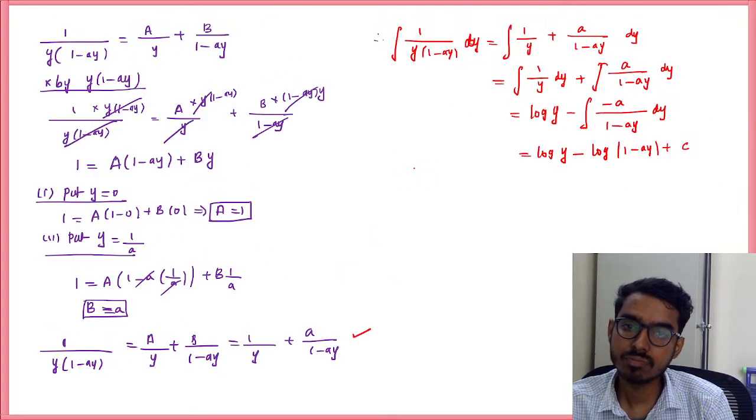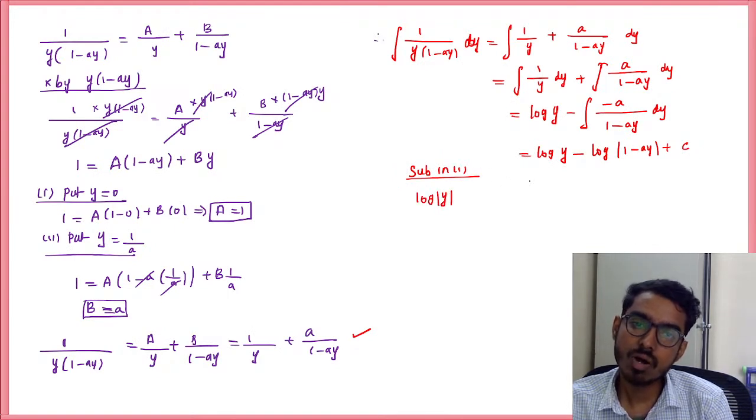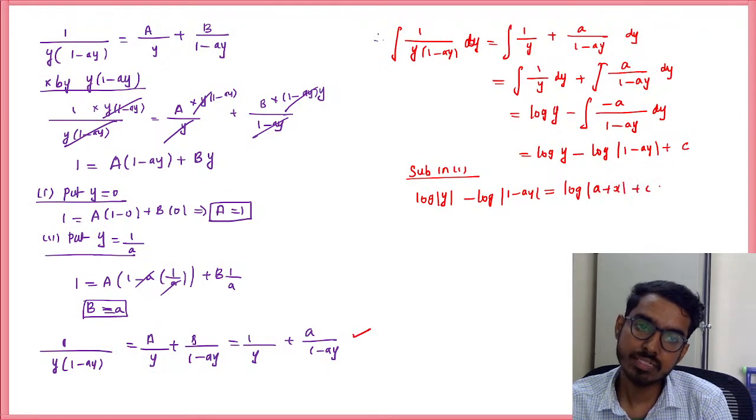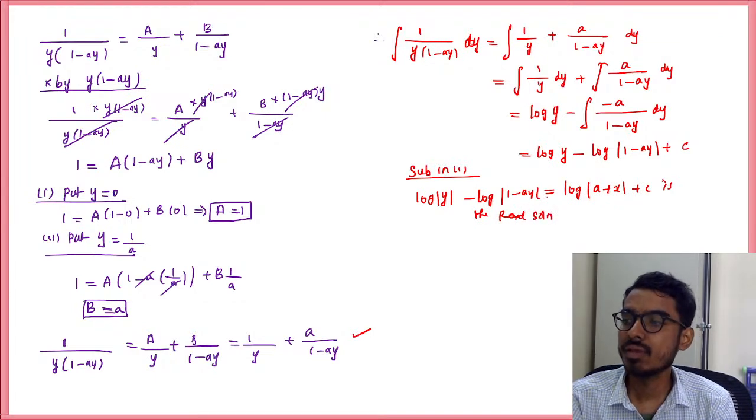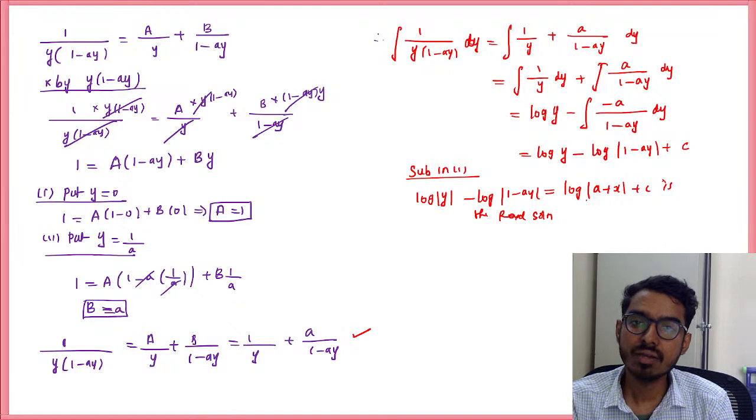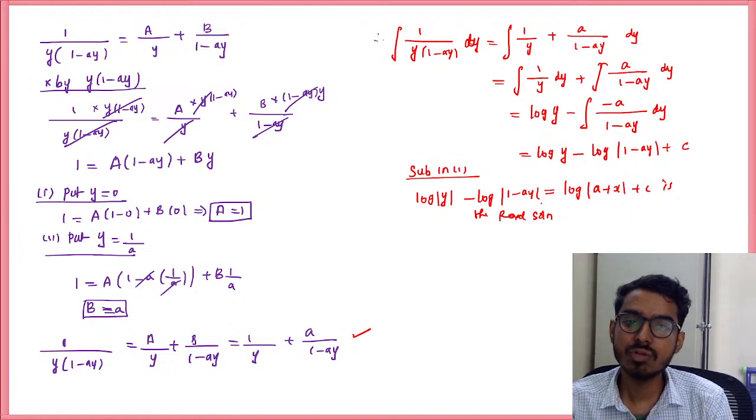Substitute in 1. You can also put log mod y also, right? Log mod y by 1 minus ay is equal to log mod a plus x plus b. This is the required solution. If you want, you can also make use of the log a minus log b formula, right? Log a by b. You can also make use of that to simplify more, right? It's a required solution.